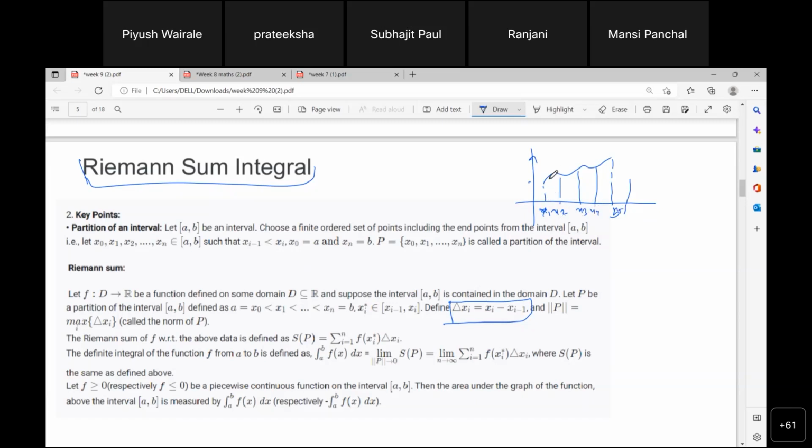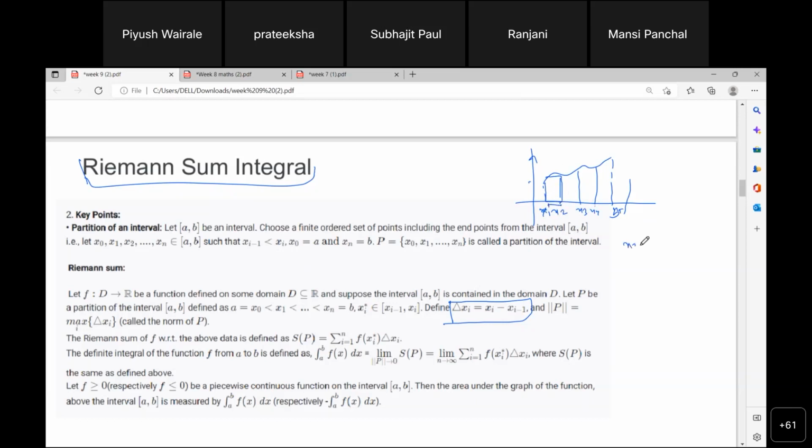Now, if I want to find out the area of this particular rectangle, I have to find the width times length, right? So width will be x2 minus x1 here. That is our delta x i, which is x i minus x i minus 1, same thing. So I will get delta x i. Now I also want the length in order to find the area of the rectangle. I get the length by putting the value of x1, x2 in the function f of x. If I put f of x1, I will get this one. If I put f of x2, I will get this one, right?